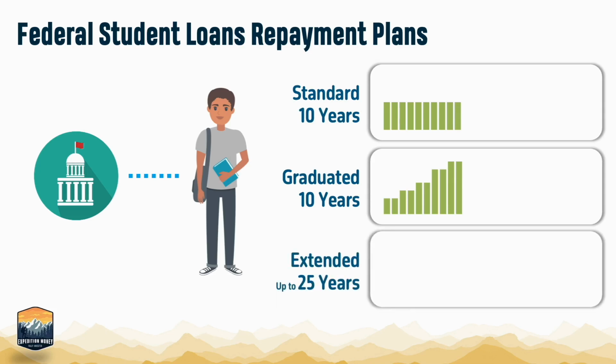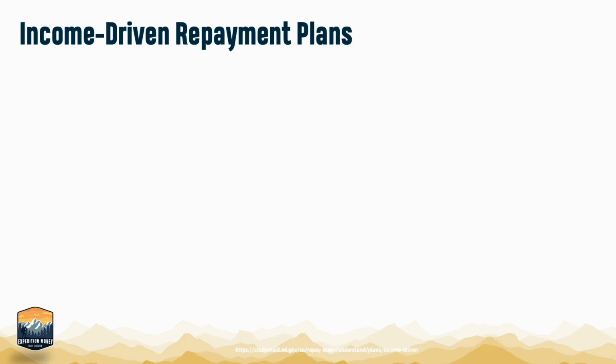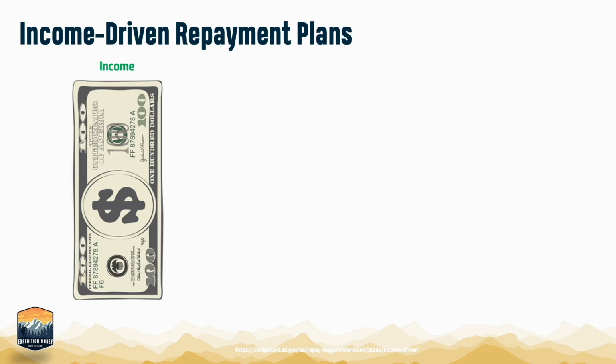You can also request an extended plan. This will extend out the term of the loan from 10 years to 15, 20, or even 25 years, depending on what you request. The monthly payments are also graduated and will increase every 2 years. However, this will usually result in the smallest initial monthly payments, which can be really helpful if you're working on a really tight budget. Another option that you can request is an income-driven repayment plan.